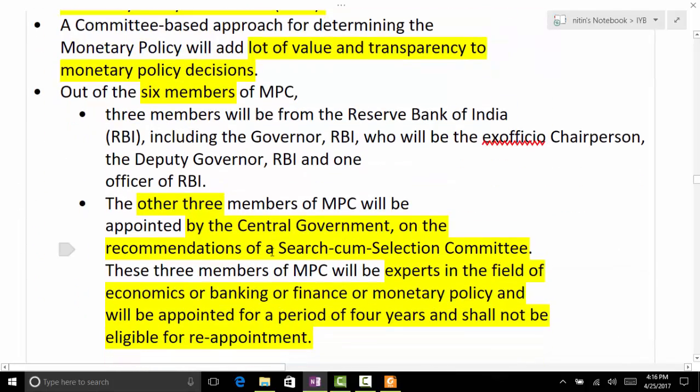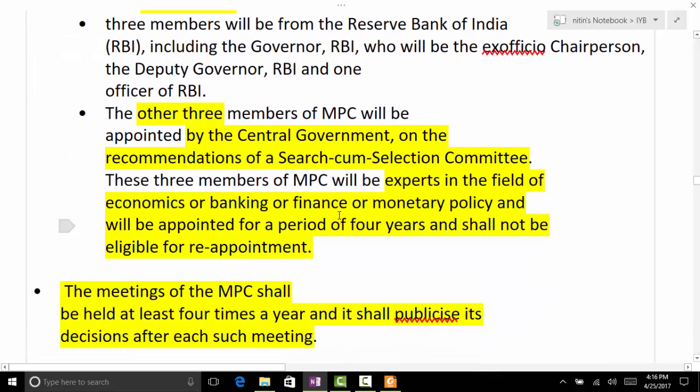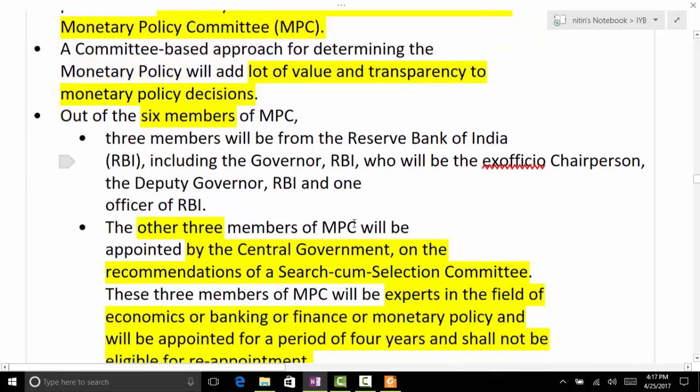Now 6 members: 3 members of RBI, including the governor, who will be the ex-officio chairperson, the deputy governor, and 1 officer of RBI. So these will be the 3 members of the Monetary Policy Committee. The other 3 are appointed by the central government on the recommendation of a search-cum-selection committee. These people would be experts in the field of economics, banking, finance, or monetary policy, and they will be appointed for 4 years without reappointment. So these are the conditions for the Monetary Policy Committee.